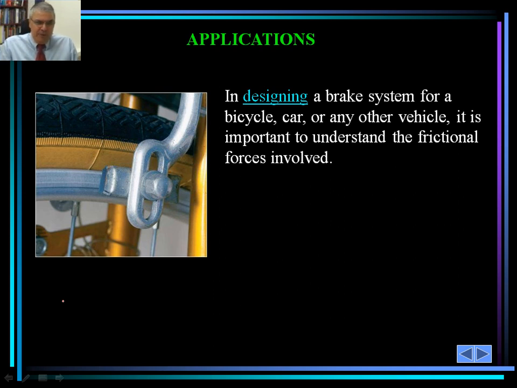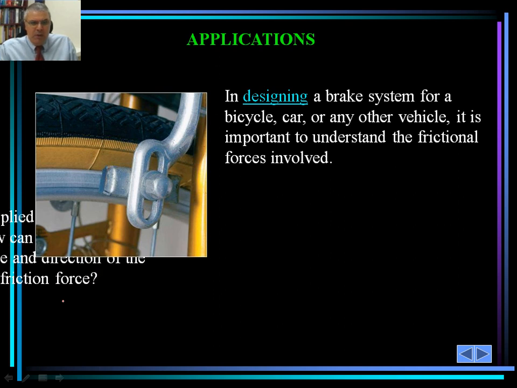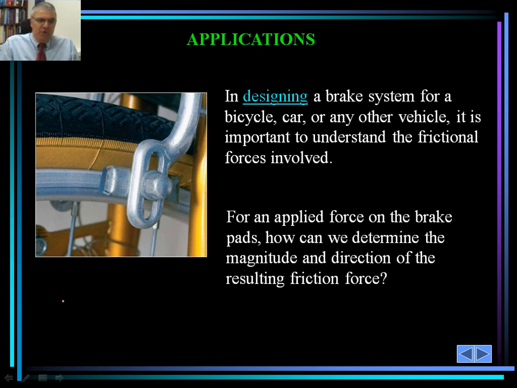What are some of the applications of friction, and where is it that we can identify friction in some of the engineering design? Well, a very simple system that most of us are familiar with is designing a brake system for a bike. The principles of friction involved here are what make this system work.